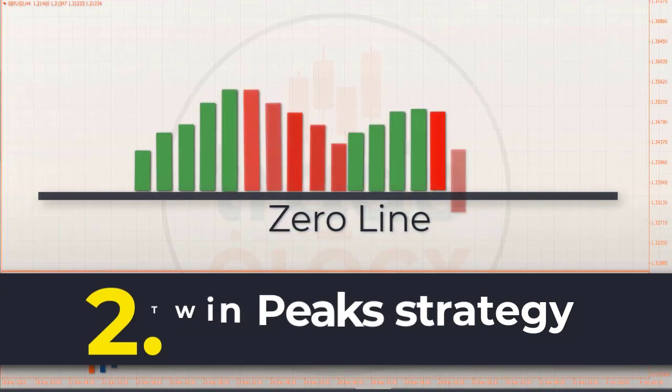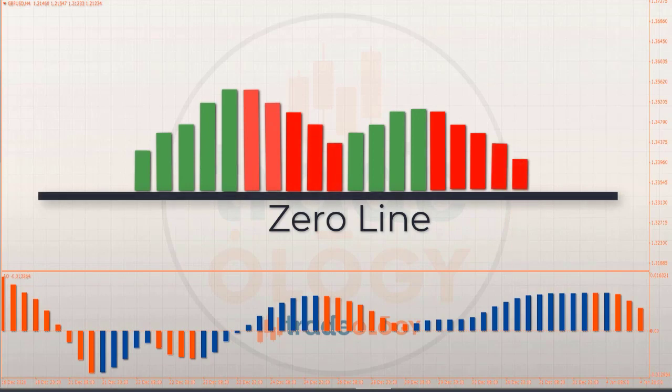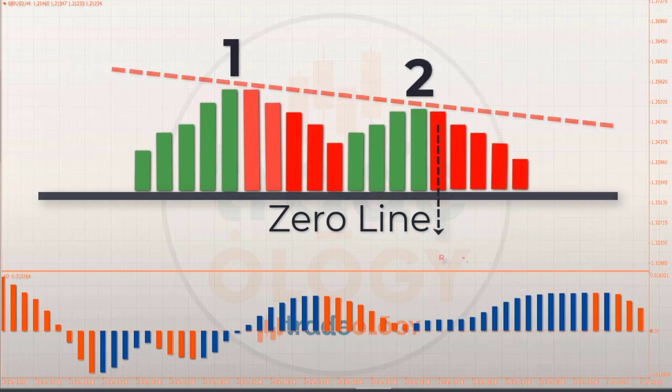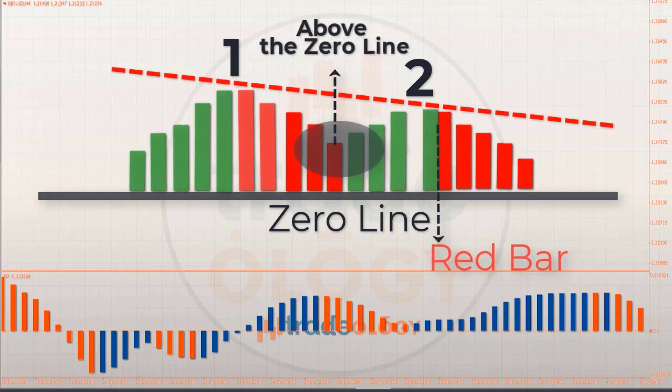For a bearish Twin Peaks setup, 2 peaks should appear above the zero line. The second peak must be lower than the first peak and followed by a red bar. Throughout the setup, the trough between the peaks should consistently remain above the zero line.